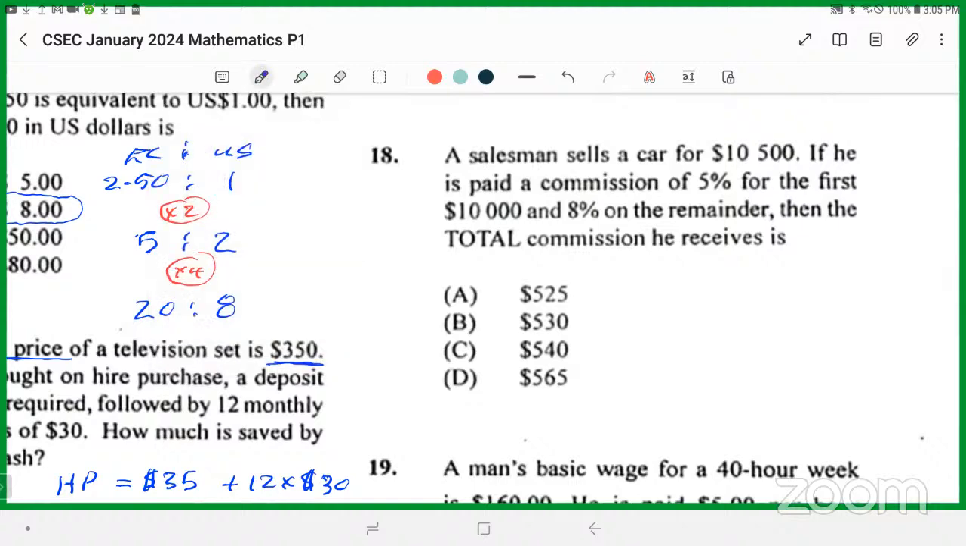So the commission becomes equal to 5 over 100, 5% times 10,000, plus 8 over 100 of the remainder. Since the 10,000 is already used, 500 is left. So it's 8% times 500. That's what we're calculating.